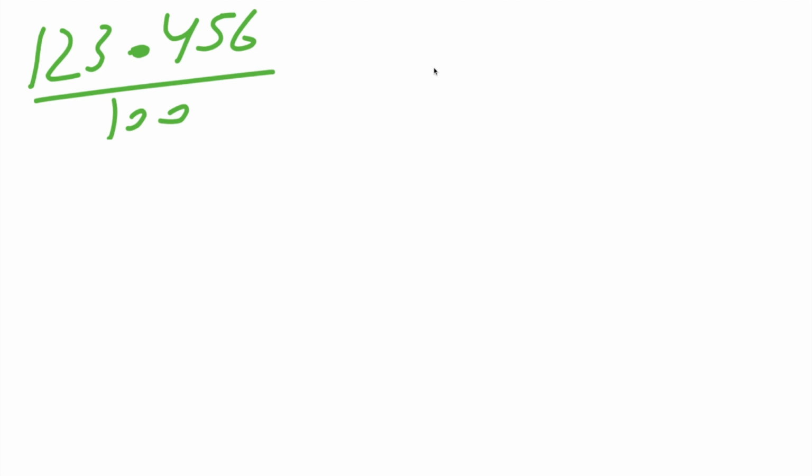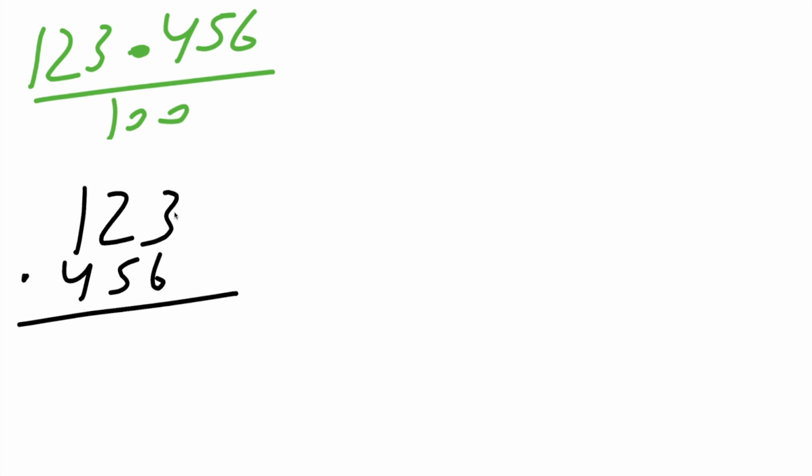Okay, so I'm going to need a little bit more room to do this. So 123 times 456. So regular multiplication. So, I mean, that's what we have to do. So 6 times 3 is 18. Carry the 1. 6 times 2 is 12. 12 plus 1 is 13. Carry the 1. 6 times 1 is 6. Plus 1, we get 7.